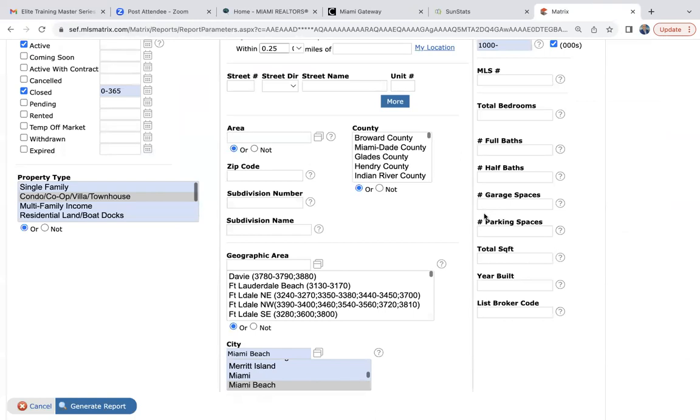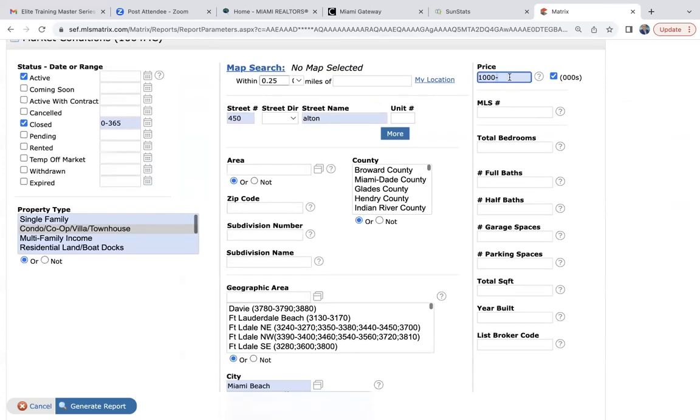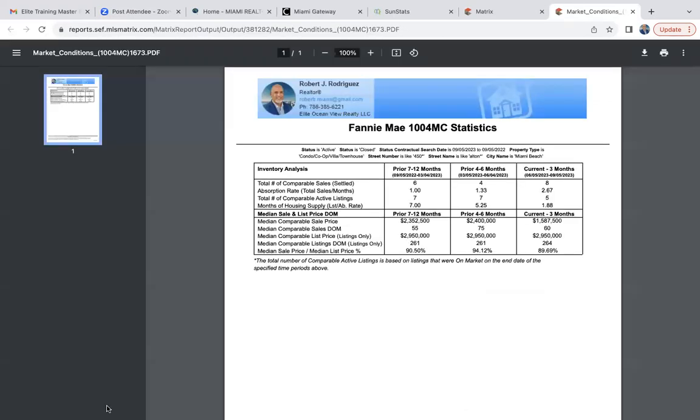And let's say you wanted to do this for a particular building address. Then all you need to do is come over here where it says street. You're going to put in the building address. I'm going to put in 450 Alton for Alton Road. Let's remove that price range there. And let's click on generate report. And here we have the condo inventory for 450 Alton Road.